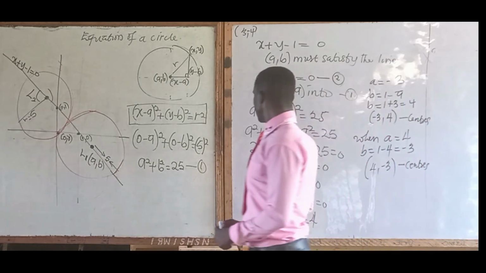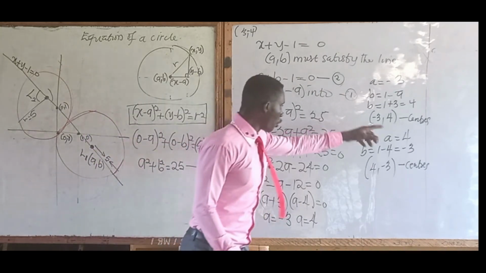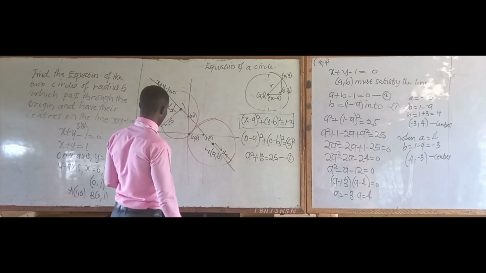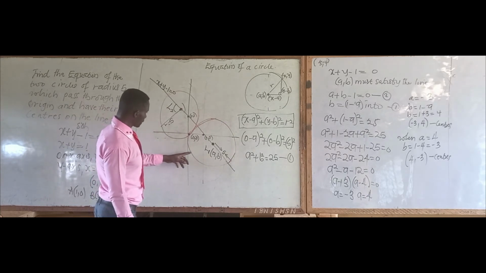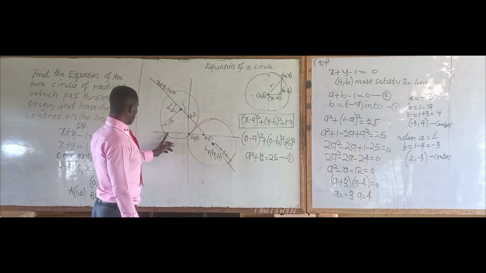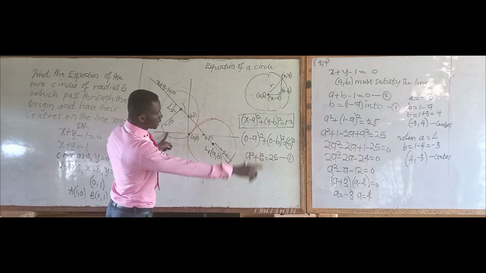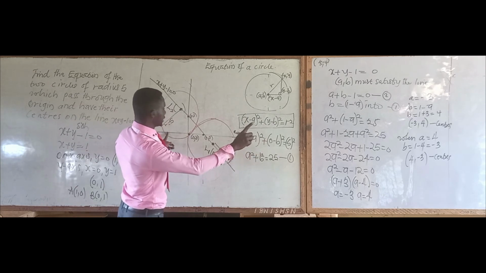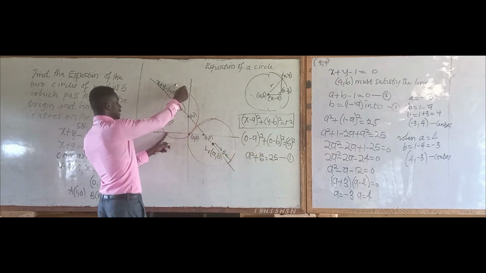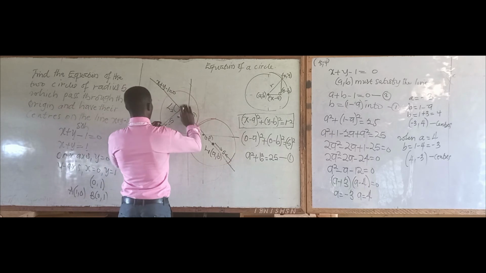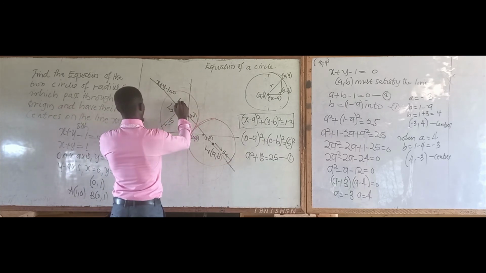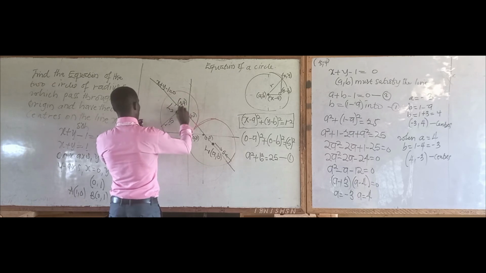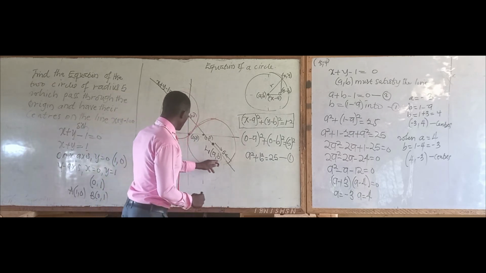Centers of the circle. But let's see. First one, negative 3, 4. The negative 3 is on the x-axis, on the negative x-axis, somewhere in this part. And the 4 is positive, so it will be on this line. So the center here is negative 3, positive 4.